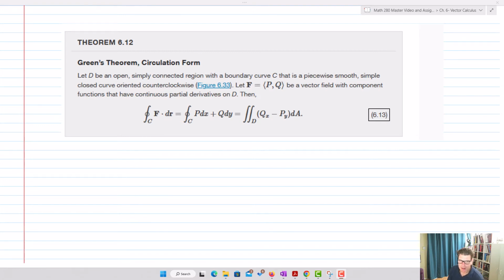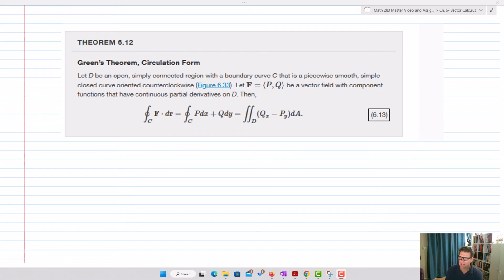Then the line integral over C of F dot dr is going to equal the line integral over C of P dx plus Q dy, and that's the double integral on the region D, whatever region D that we have, of Q_x minus P_y. So that is the partial of Q with respect to x minus the partial of P with respect to y.